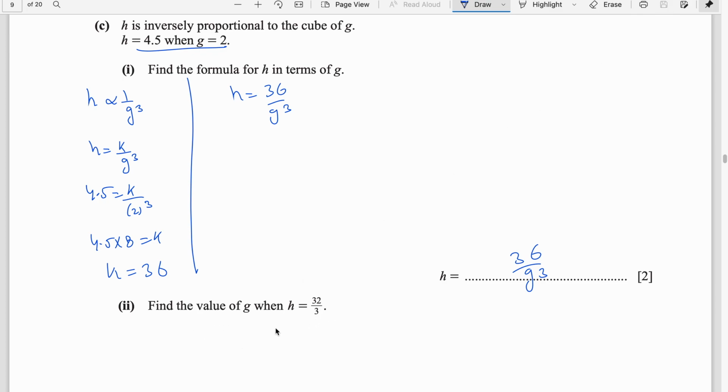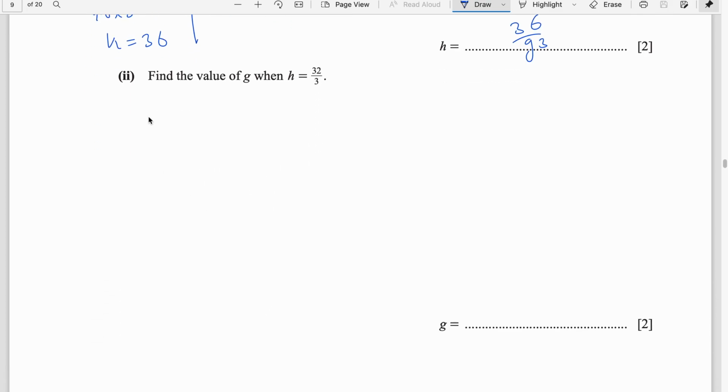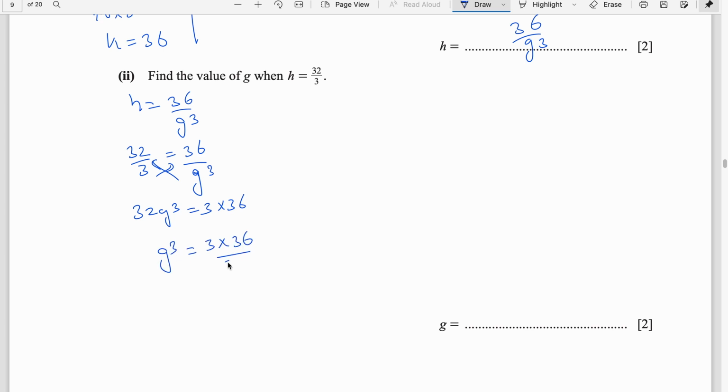Find the value of G when H is 32 by 3. Just substitute it in the formula. 32 by 3 is equal to 36 over G cube. Cross multiply: 32G cube is equal to 3 into 36. G cube is equal to 3 into 36 by 32. Cube root both sides, and we get G is equal to 3 by 2. So 3 by 2 or 1.5. Choice is yours.